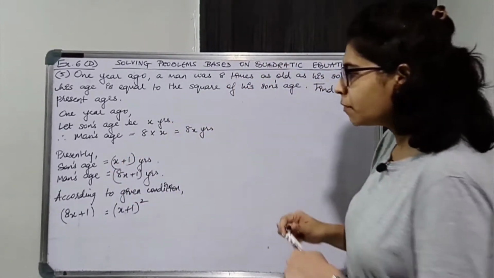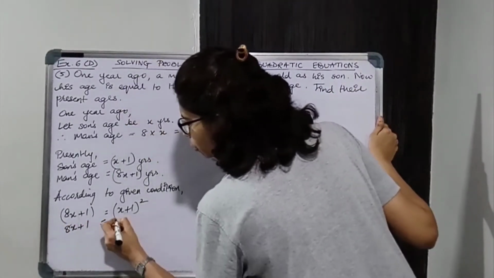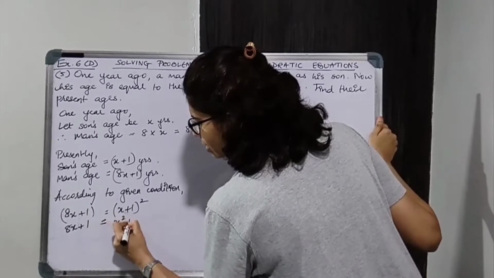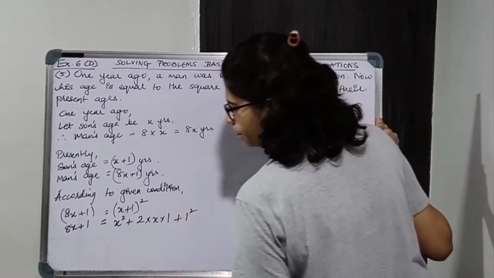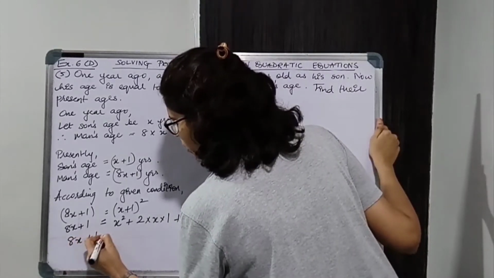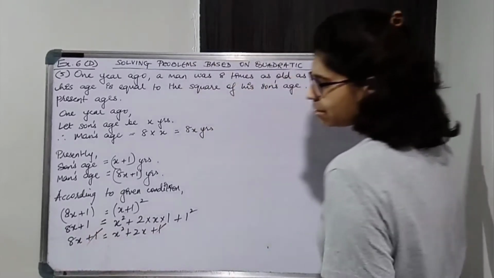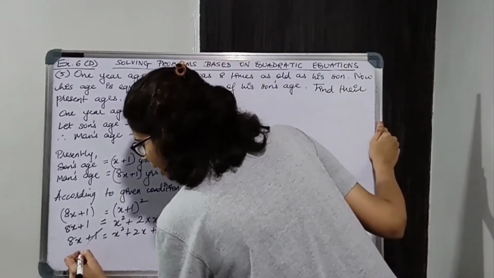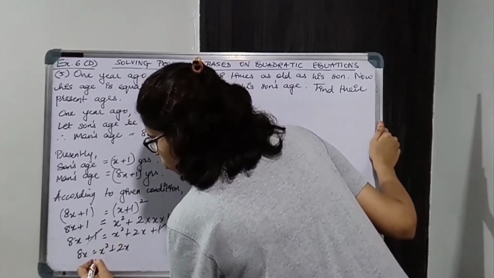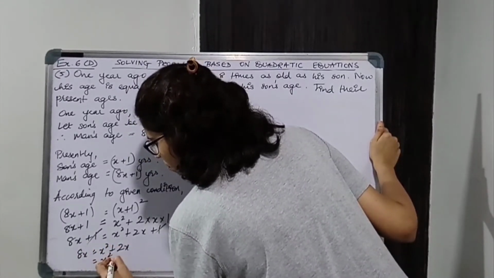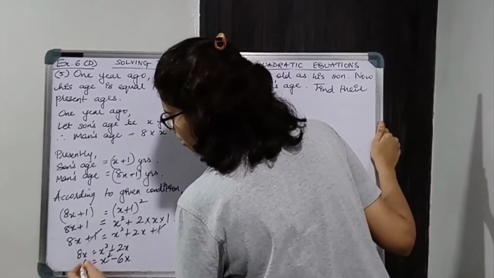Okay. Now solving this. So 8x plus 1 is equal to (a plus b) the whole square, so a square plus 2ab plus b square. So 8x plus 1 is equal to x square plus 2x plus 1. 1 will get cancelled. Okay. So we'll get 8x is equal to x square plus 2x. So x square minus 6x, right? 2x minus 8x is minus 6x, is equal to 0.